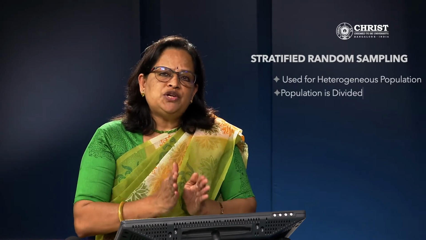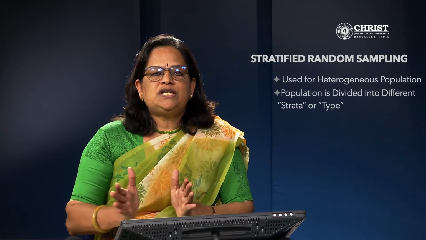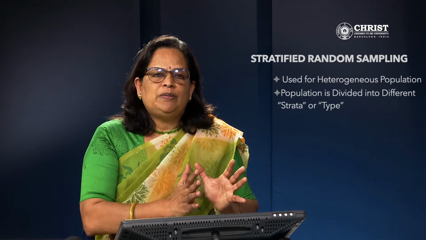Now, the third method is stratified random sampling. In stratified random sampling, we have to remember that the population is heterogeneous, with a wide variety. For example, if you want to conduct a study about the food habits of Bangaloreans or people living in Delhi, any place, it will be a heterogeneous population. They will not be following a uniform pattern. So this population we have to divide into strata, or types. Strata means a group. So we can divide it into different zones. It will be a strata.